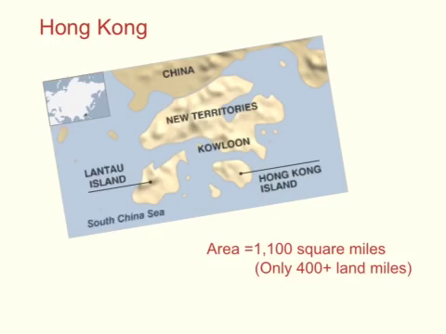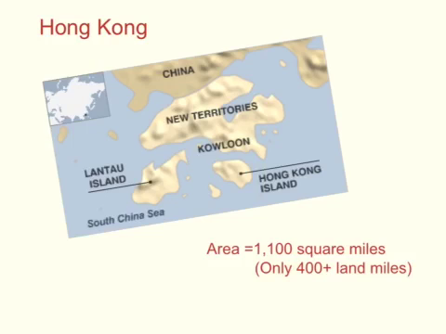Okay, so today we are going to talk a little bit about Hong Kong. Hong Kong is located at the mouth of the Pearl River, and as you can see on the map, it is on China's southern coast. Hong Kong covers an area that's just over 1,100 square miles, but only 400 of those miles are actually made up of land. The rest of them are just the water and the other surrounding area.